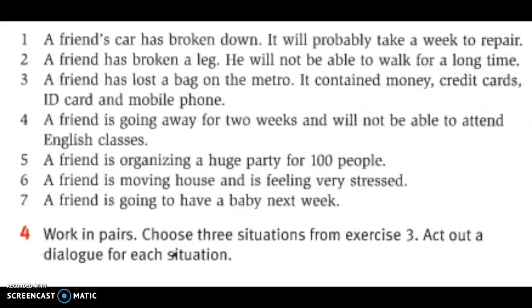For example, if they choose number 5, a friend is organising a huge party for 100 people. The dialogue might be something like, oh, I hear you're organising a huge party for your birthday. Would you like me to help you prepare any food for it? And then the other person might say, oh, that's very kind of you. I'd like that if you wouldn't mind. Okay, no problem at all. What shall we make? Let's make some cakes and sandwiches. Great. There's your mini dialogue.